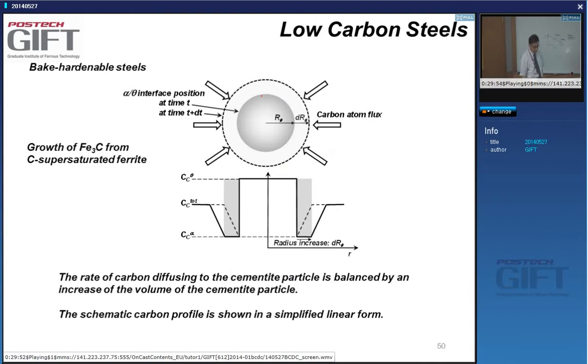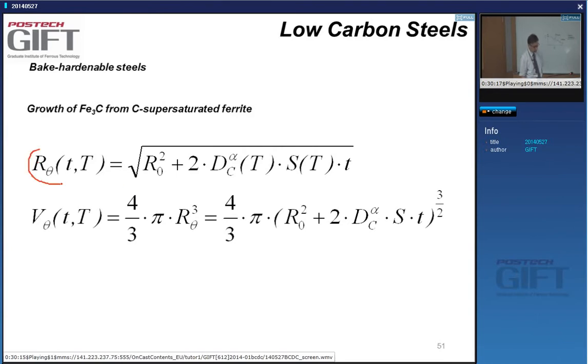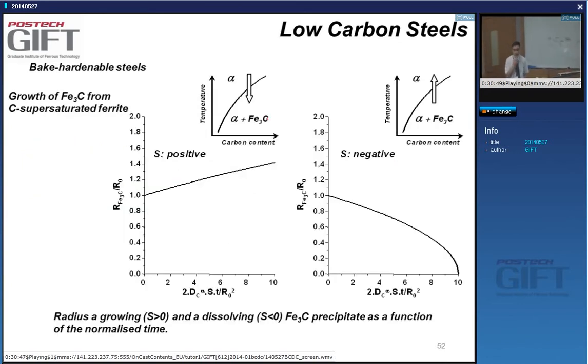So you can calculate how much carbon needs to flow into the particle for growth. It's been analyzed theoretically. There is a simple solution to this problem by assuming that this diffusion profile is linear. You linearize this diffusion profile, and this allows you to determine the change of the radius of the particle as a function of time. This is a very well known relation. Once you know the radius of the particle, you can determine the volume of the carbide that you form as a function of time, and you find a function where the time is to the power 3/2. So this allows you to make simple calculations about how fast a particle will grow, or if you heat up, how fast a particle will go into solution.